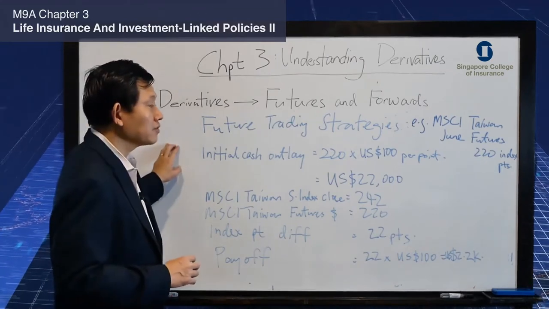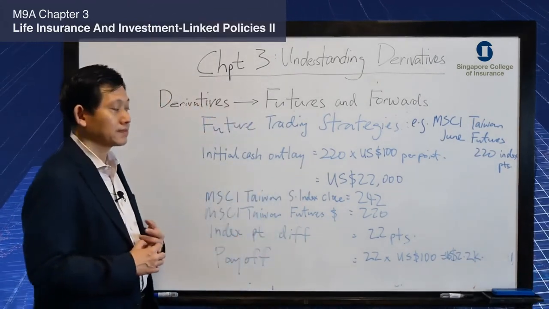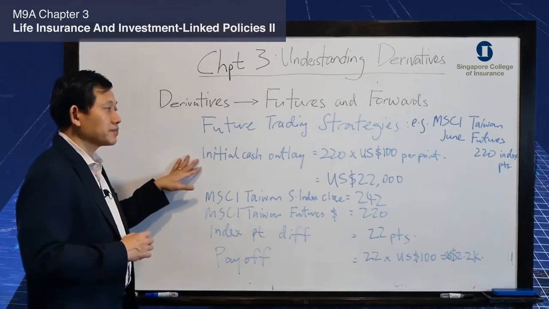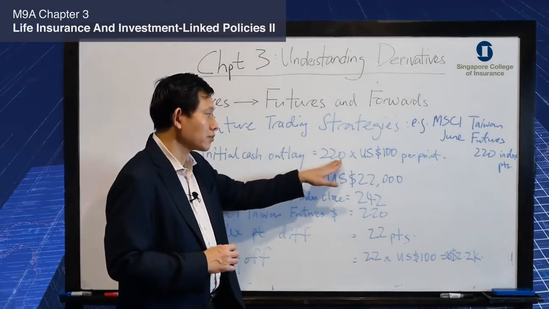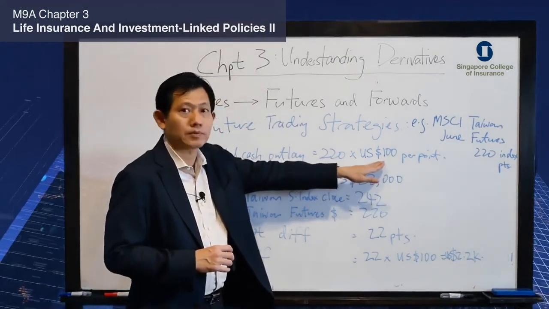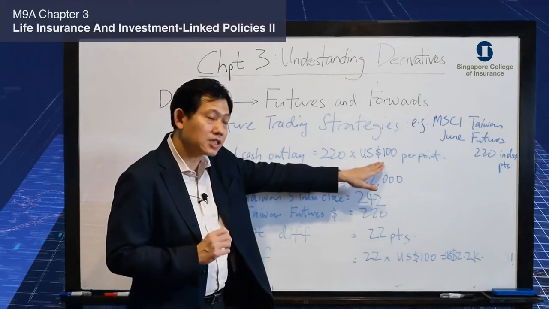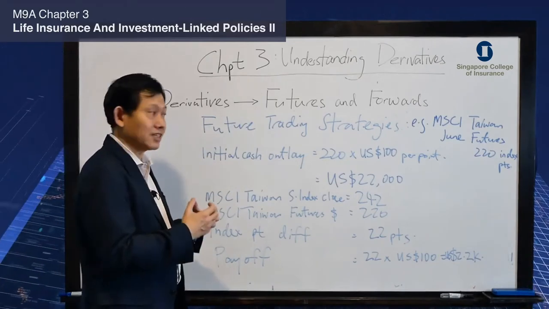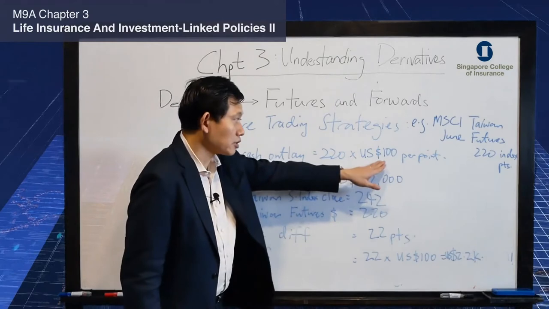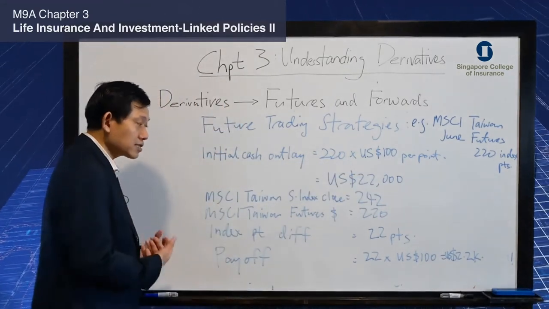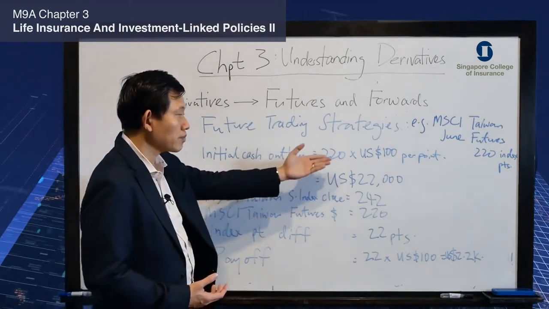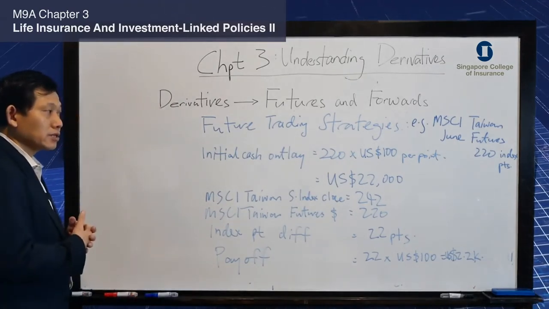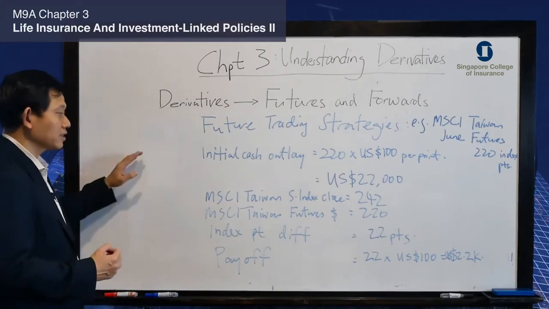Now, let's take an example from your book. It's a MSCI Taiwan June futures at 220 index points. Let's assume the initial cash outlay is 220 points, which is the point of the contract, multiplied by US$100 per point. Now this US$100 per point is specified by the issuer of this MSCI Taiwan June futures contract. It's an assumption, right? So let's assume it's $100 per point. Therefore, the initial outlay an investor needs to put into it is 220 multiplied by US$100 per point, which is $22,000, right? Now this is a futures contract, meaning to say that at a certain point in time, you have to do a closing.